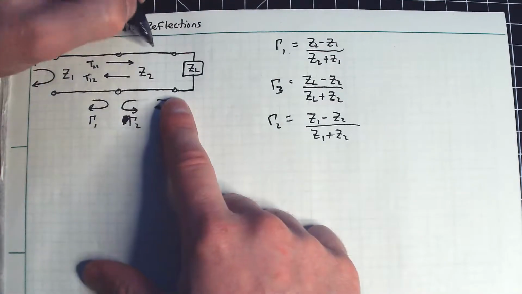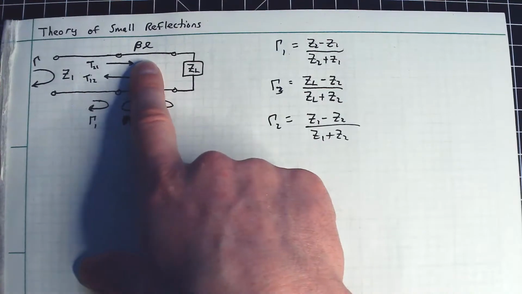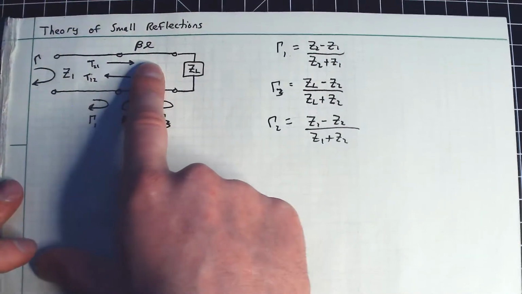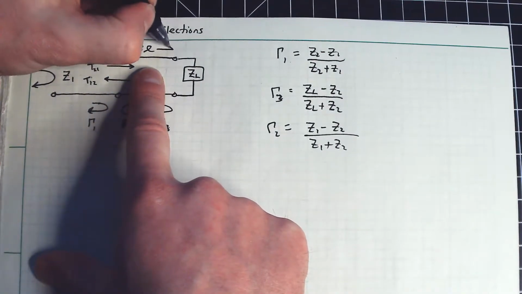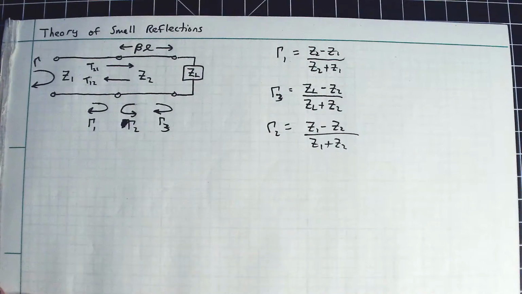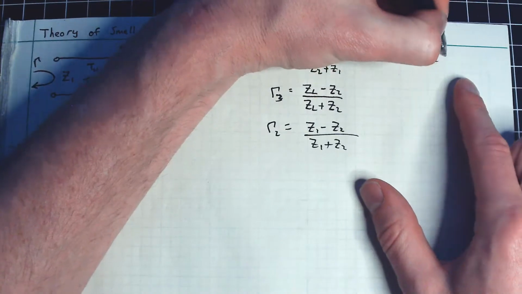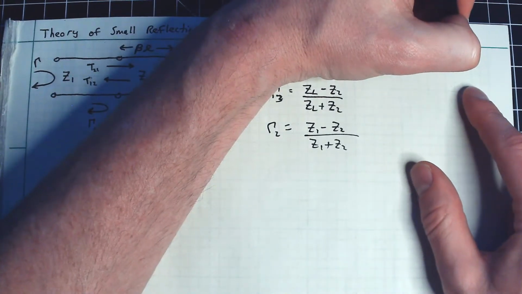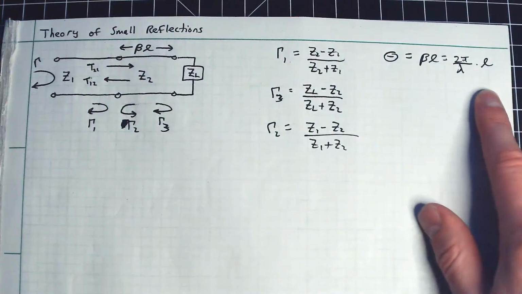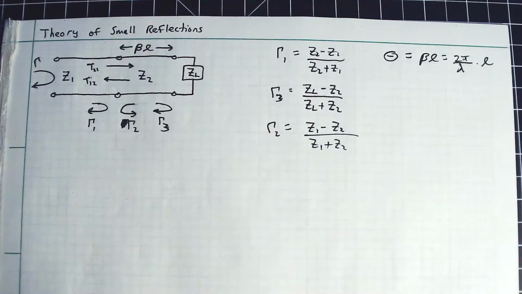We also need to note that there is some electrical length here, beta L, okay? And we want to be general here, so I'm not going to give it a specific length. It is going to have an electrical length from here to here. And this term is going to keep popping up over and over and over again. So we're going to give it a symbol theta, beta L, which remember is going to be 2 pi over lambda times the length L. Or you can also express this as a function of frequency, okay?